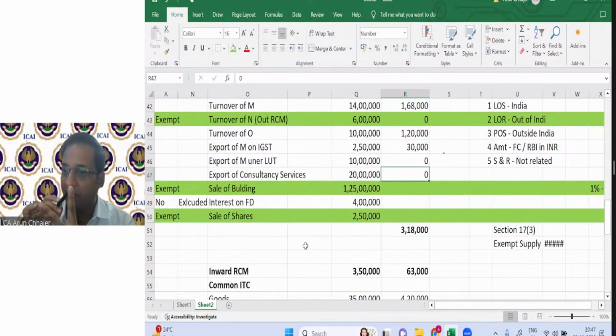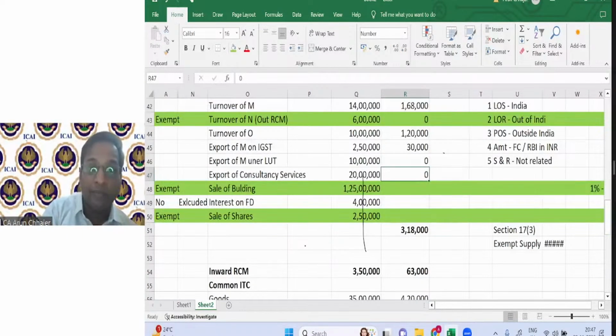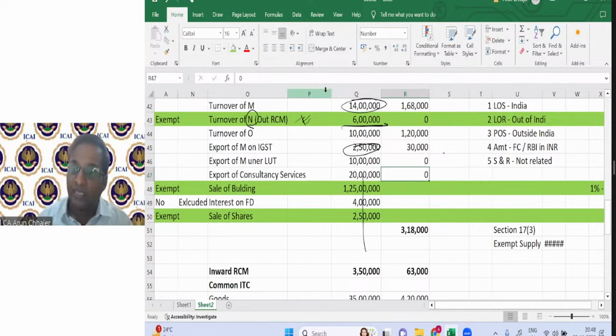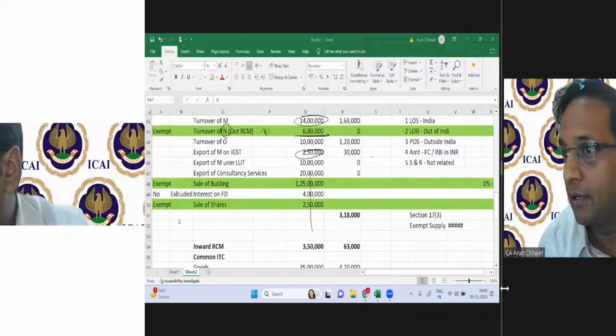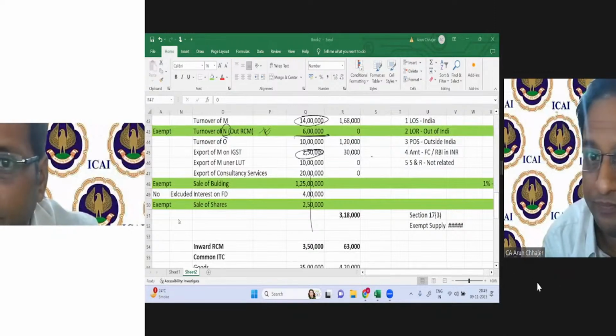One is inward liability covered under reverse charge, 63,000, which is related to product M. Product M was outward RCM, product N was exempted, and product M was fully taxable, on which there is some RCM liability. So I can say it is completely for the taxable item, and I would be eligible to take full ITC. मोहम्मद अब्दुल, ये वाला पॉइंट T4 क्लियर हुआ ना?